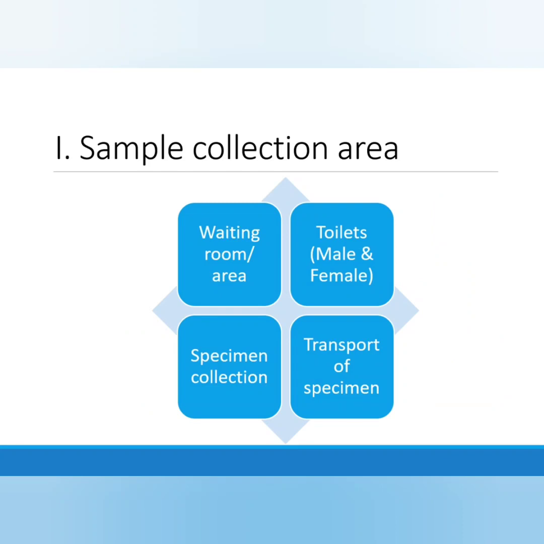The specimen collection area should consist of a waiting room where the patients may be seated while they wait for their turn for specimen collection, like phlebotomy. Separate toilets for male and female patients to be used while waiting for phlebotomy, and also for the collection of patient-collected samples like stool and urine.